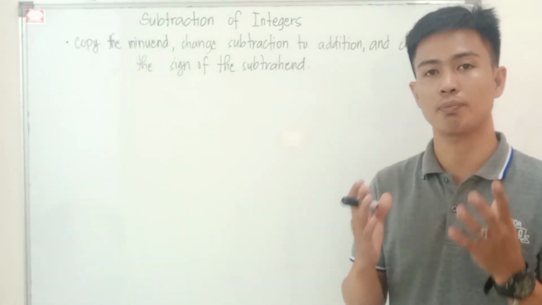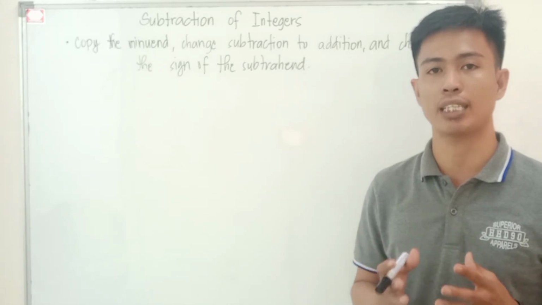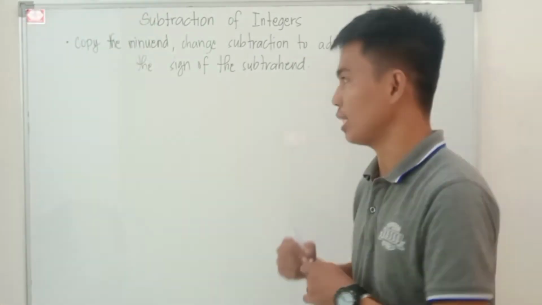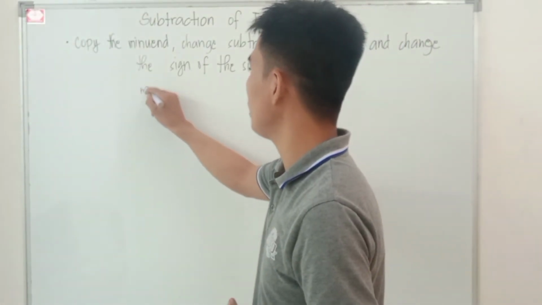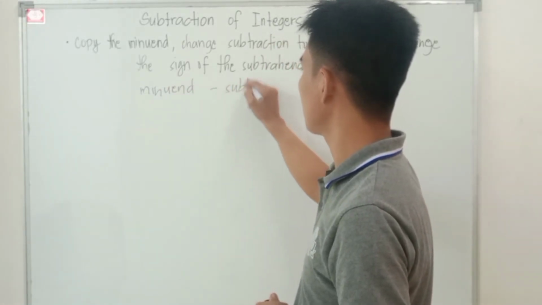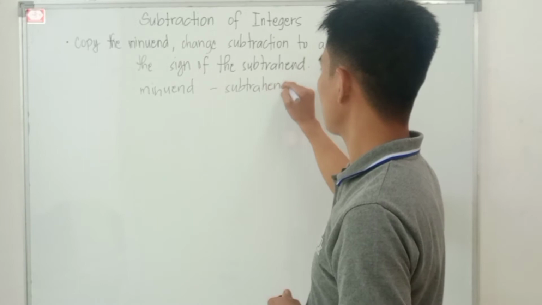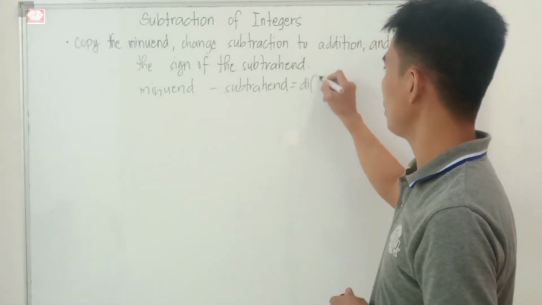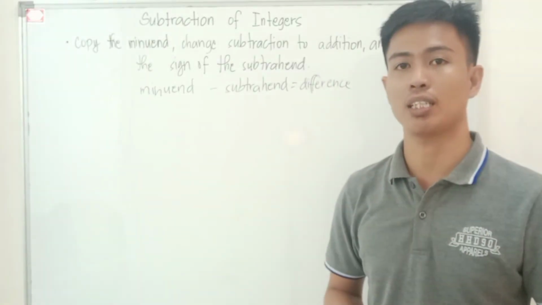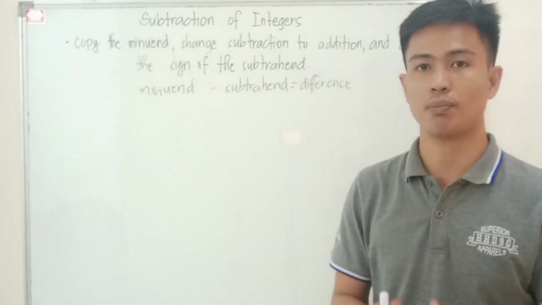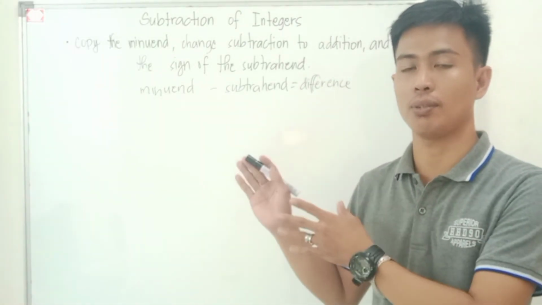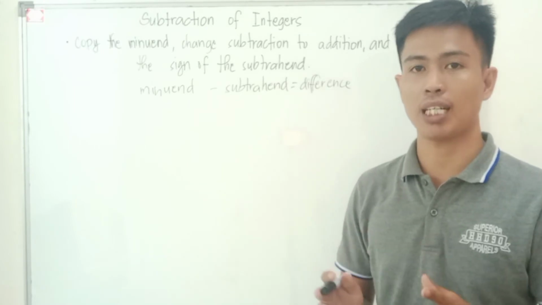So, in a subtraction sentence, kailangan ma-identify natin kung ano yung minuend at kung ano yung subtrahend. So, in a subtraction sentence, ganito po yung itsura niya. So, minuend minus subtrahend is equal to the difference or yung sagot kapag nag-subtract tayo. So, kailangan ma-determine natin kung ano ba yung minuend at kung ano ba yung subtrahend sa isang subtraction sentence. So, let us apply the rule or the concept in subtracting integers.